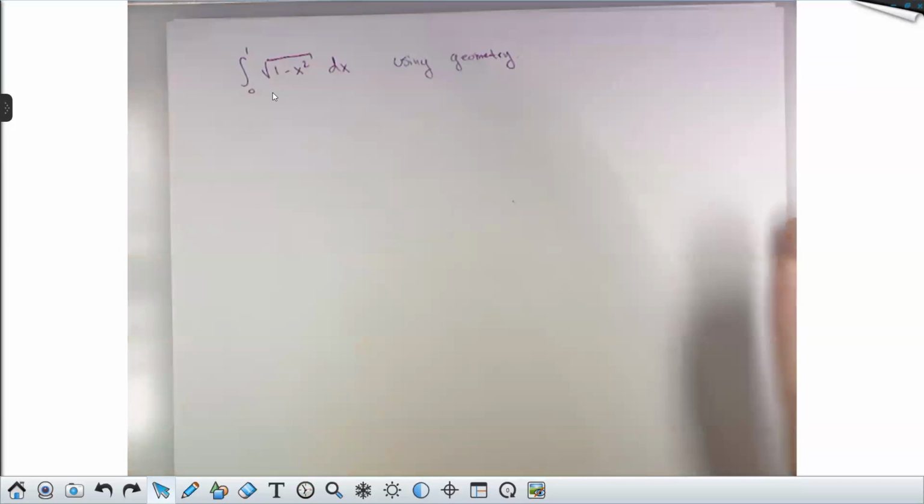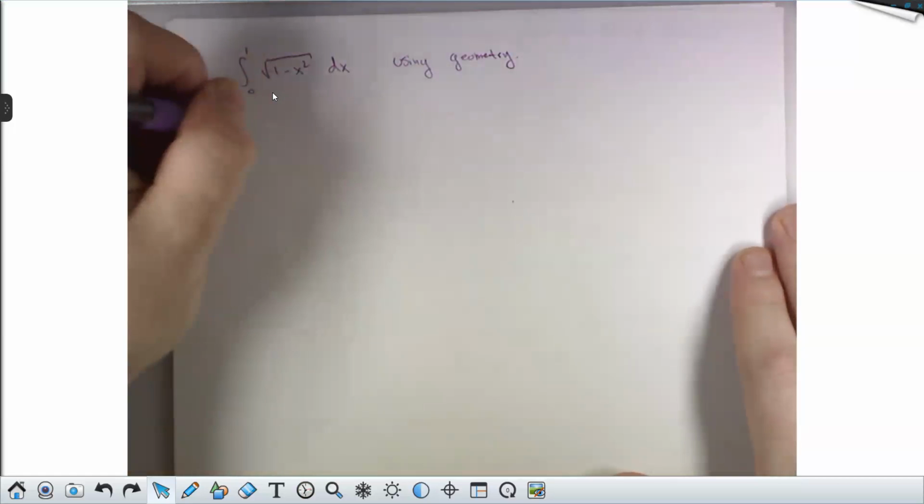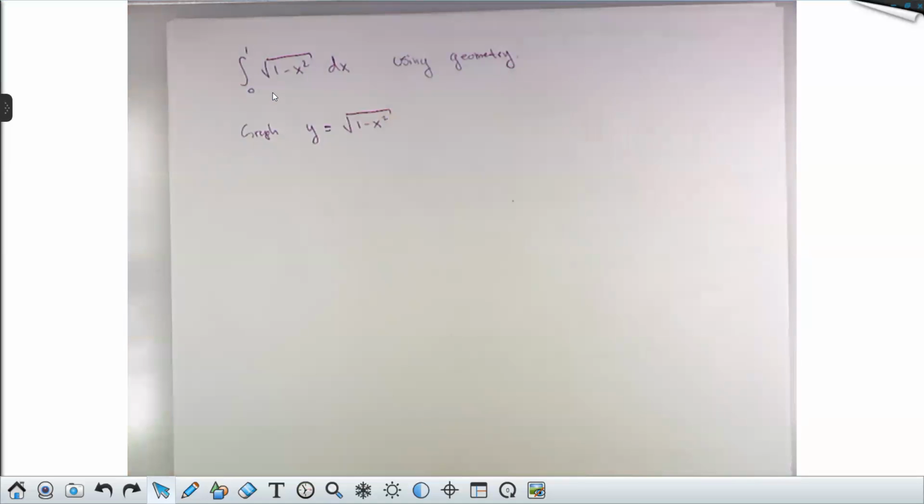And what I mean by that is that if you draw the area, you'll recognize it as something you know how to find the area of using techniques that you learned in middle school. It all boils down to knowing what the graph of this looks like. Let's graph y equals the square root of 1 minus x squared. Who can tell me what this graph looks like?